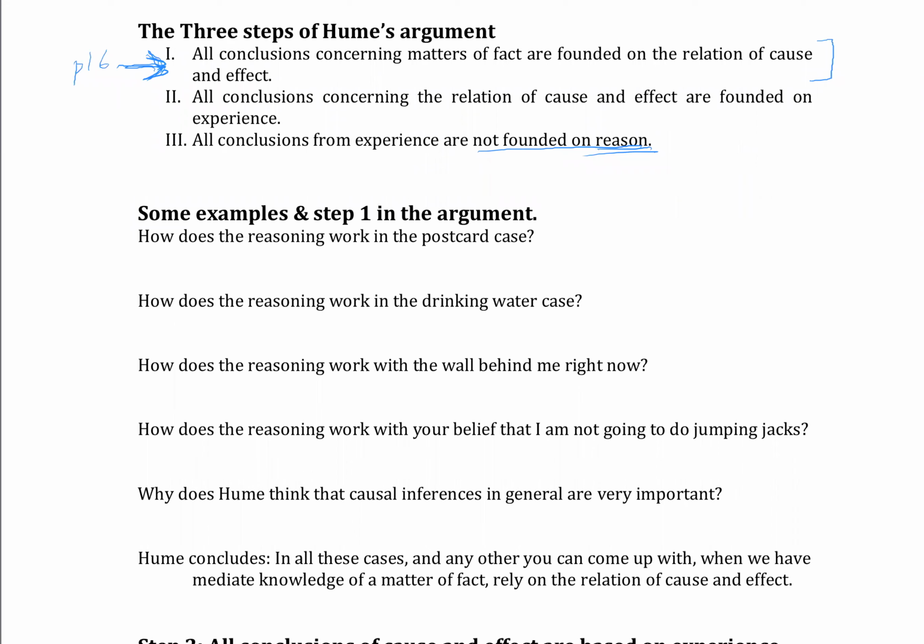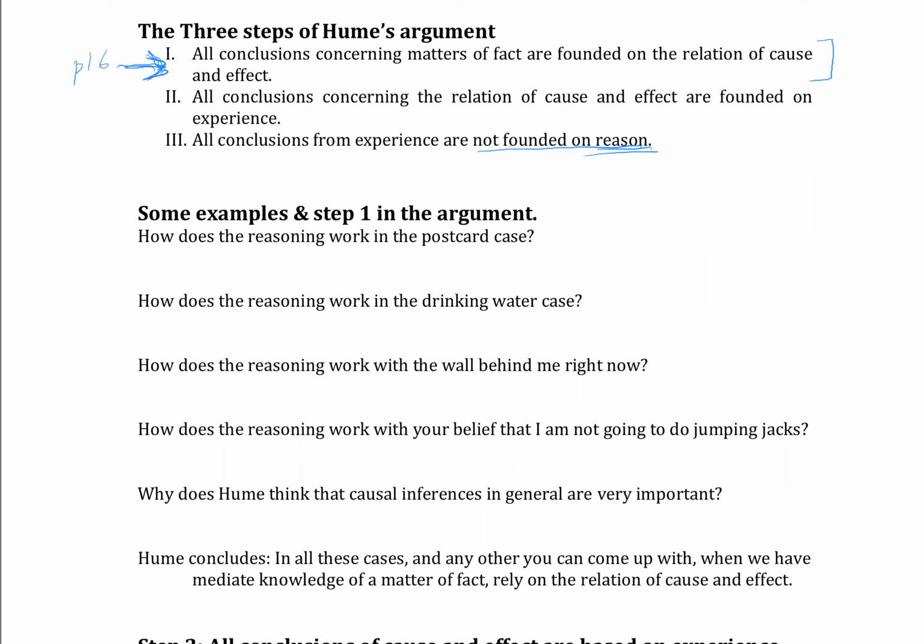Well, let's look at some examples. Suppose I just received a postcard from my friend Deepak, and the postmark was from Paris. And I infer from this that Deepak must be in Paris. Here I'm reasoning from the effect, the postcard with the postmark Paris, back to the cause, which I presume is Deepak's being in Paris. Or again, suppose you drink a glass of water and you infer from this that soon your thirst will be quenched.